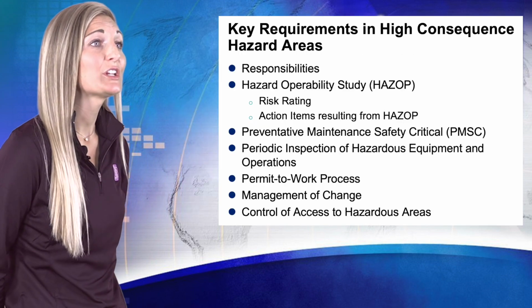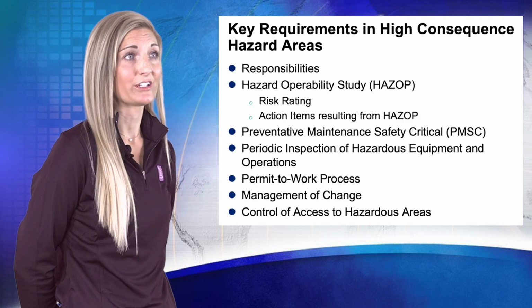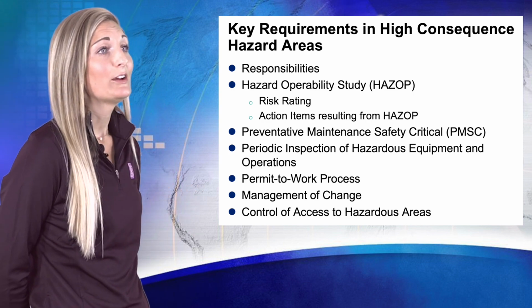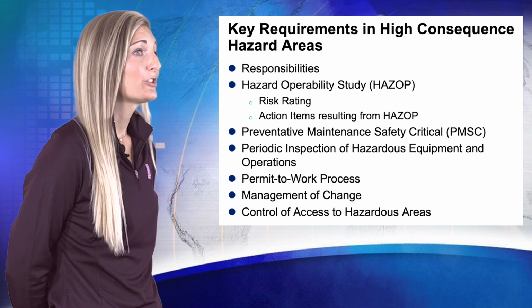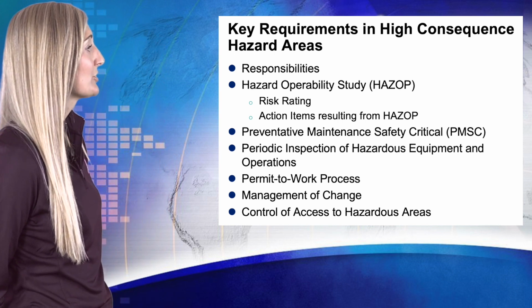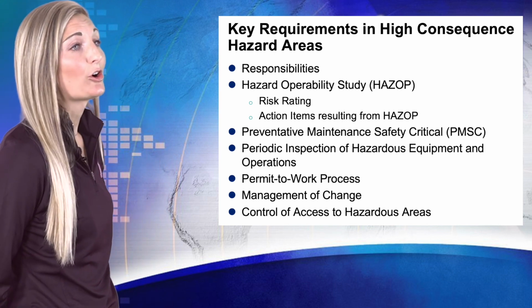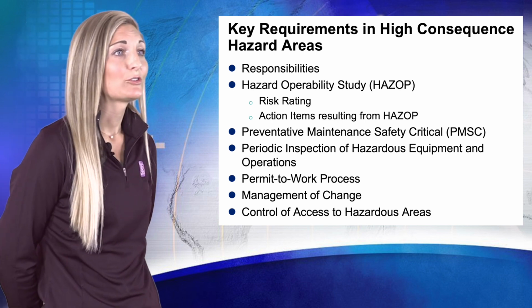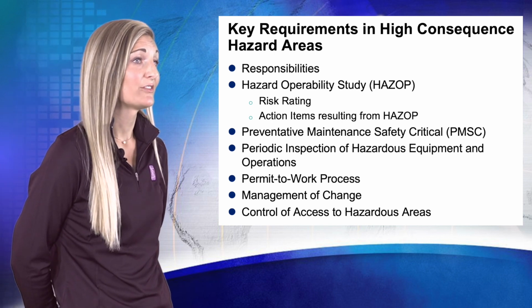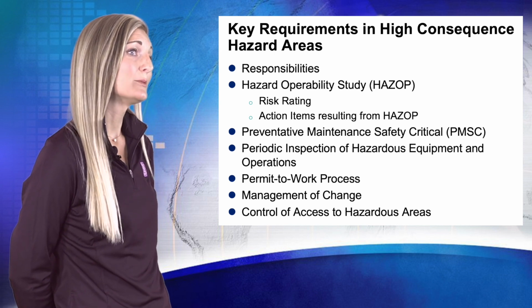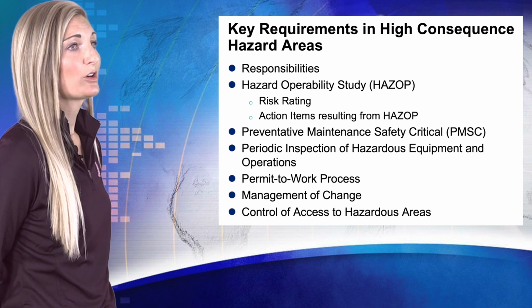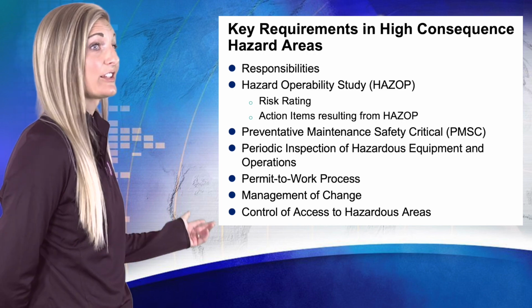In summary, here are the key requirements for high consequence hazard areas. Responsibilities, like we discussed with the APRP accountability framework. Hazard operability study, which is your HAZOPs that need to be performed on all high consequence hazards. Your preventive maintenance, safety critical PMs, and periodic inspections of hazardous equipment and operations need to be put into place. A permit to work process and a change management process, and control of access to hazardous areas.